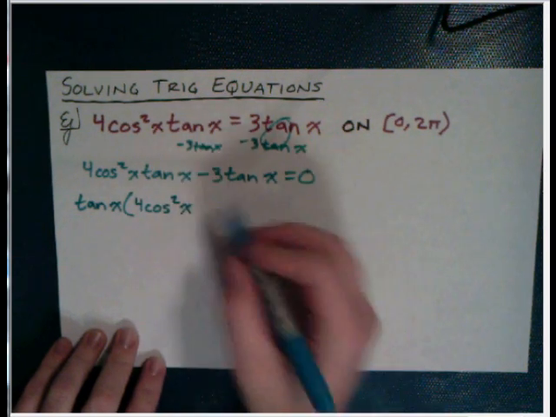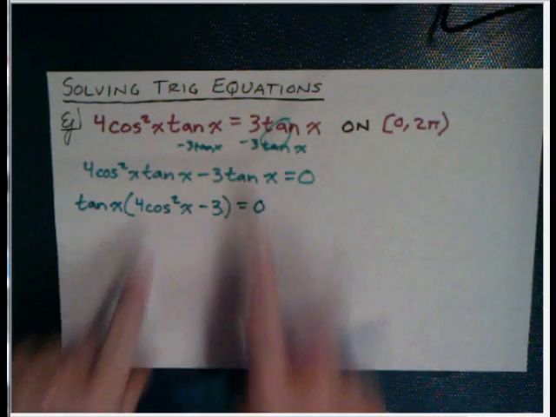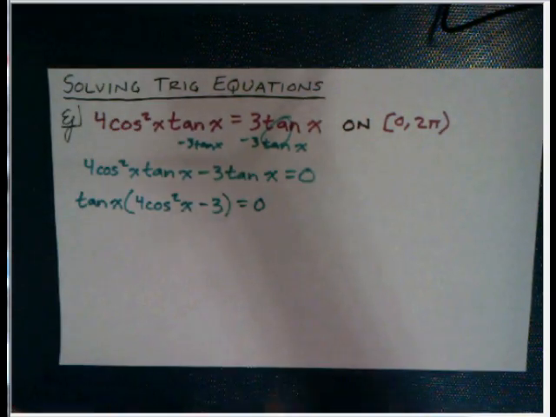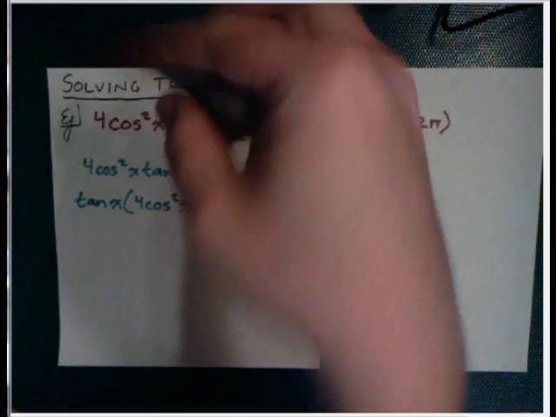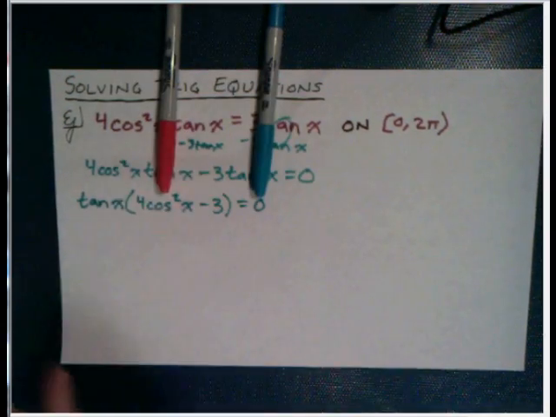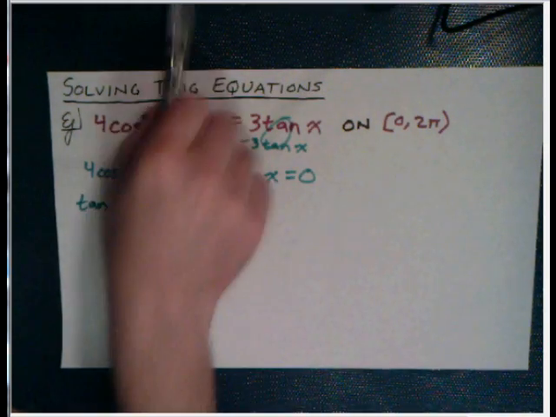And then that is going to give me this expression. So basically the tangent of x's are gone. They've been pulled out. We're left with 4 cosine squared of x minus 3. That was kind of effective.